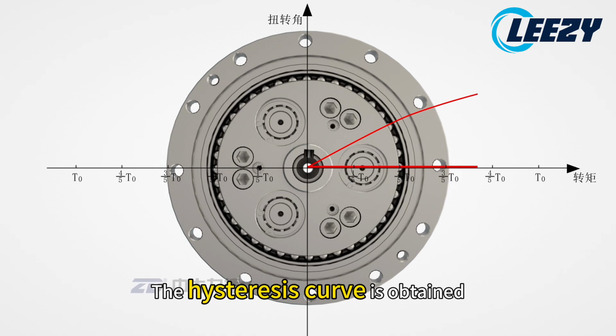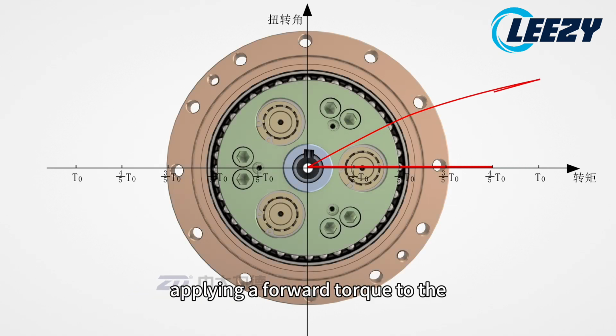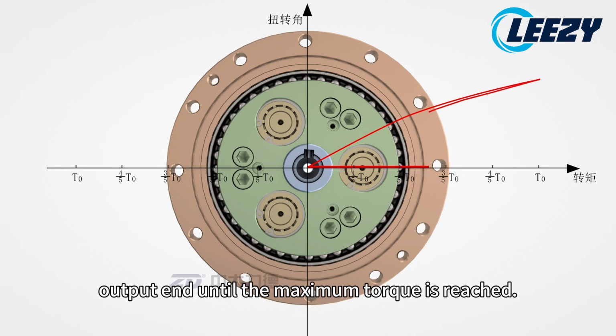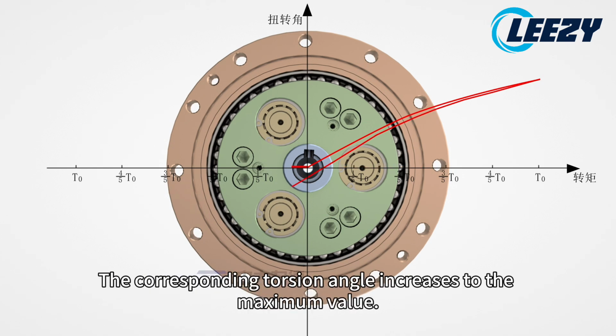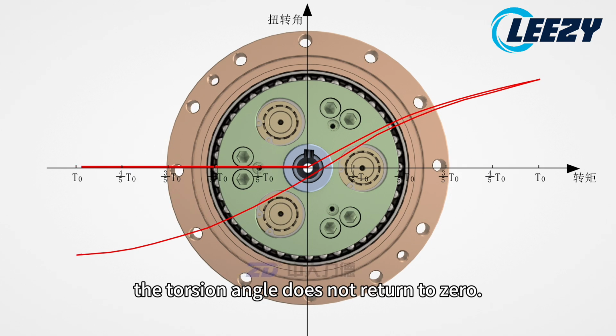The hysteresis curve is obtained by fixing the input end and gradually applying a forward torque to the output end until the maximum torque is reached. The corresponding torsion angle increases to the maximum value. As the output torque gradually decreases to 0, the torsion angle does not return to 0.